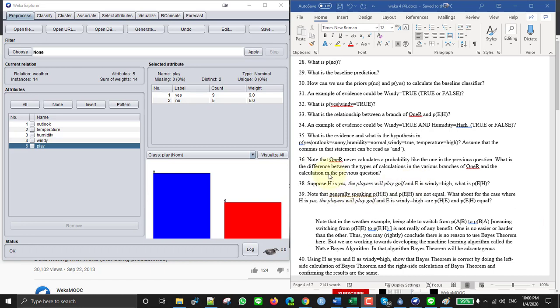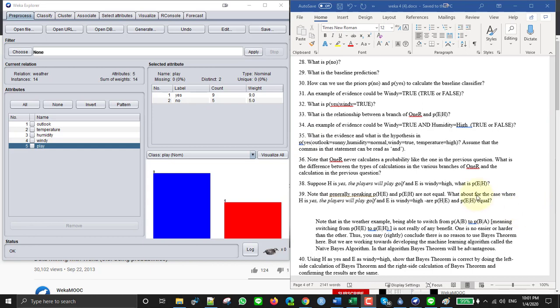Okay, so note that 1R never calculates a probability like the one in the previous question because 1R only deals with one variable. So we wouldn't be dealing with outlook and humidity and windy and temperature for the evidence. Of course, we always deal with the class. But when we say one variable, we mean one input variable.